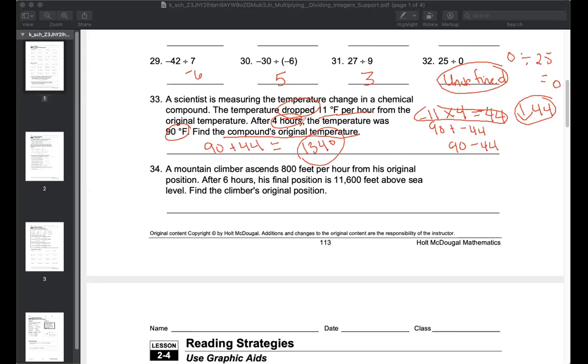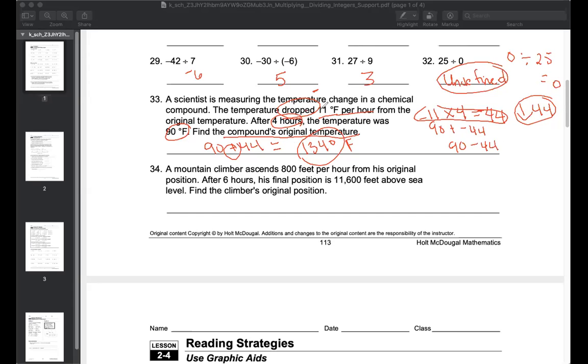I have to go up. If my temperature dropped, which is a negative, it's going down. What's the opposite of a negative? A positive, right? We have to go back up. So if I went down and got to 90, in order to go the reverse way, I have to add. So 90 plus 44 gives me 134 degrees Fahrenheit. That was my original temperature, 134 degrees Fahrenheit.